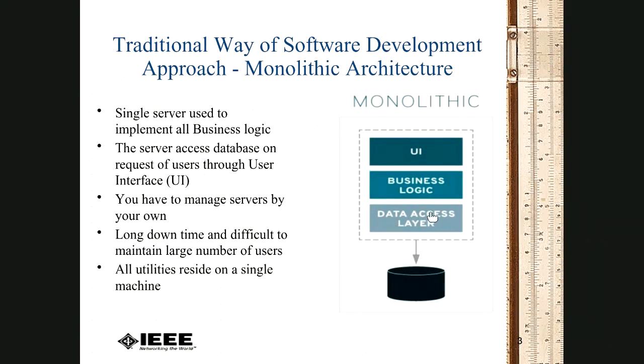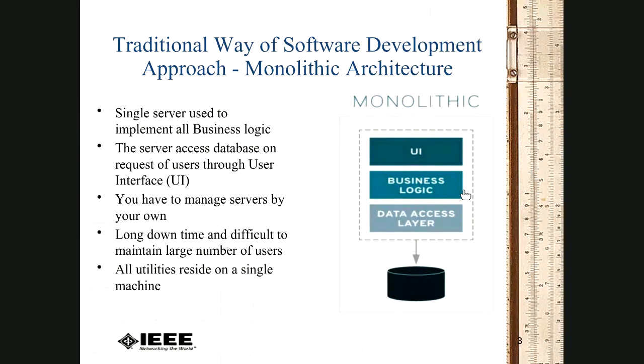This computer can be a mainframe, minicomputer, or high performance microcomputer. All business logic is accessible through a component called the UI, or user interface. So the user accesses the user interface, and the user interface will route the user request to the business logic, and the business logic may need database access. In this case, this is the only server in the organization. That server will have to be managed by the company.